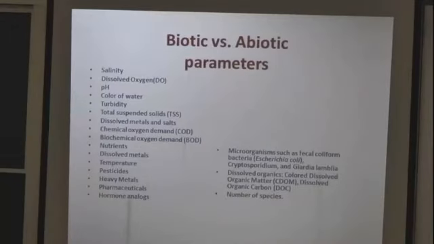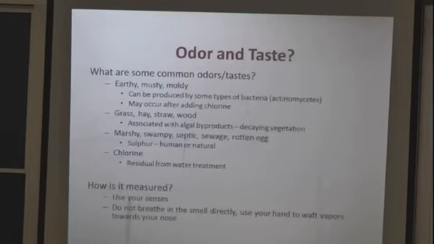Testing for water: different biotic and abiotic pollutant parameters can be tested depending on the source or the use of water. Suppose water odor and taste. Here, a few characteristic odors and tastes are mentioned and their consequences are also given. You can see here that chlorine is the most common, and earthy, musty, moldy smells indicate different types of impurities, which can be detected by these physical parameters using our senses.